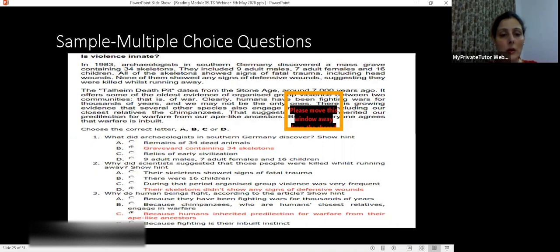MCQ. What did archaeologists in southern Germany discover? Show hint. Remains of 34 animals? No. Dead animals? No. A graveyard containing 34 skeletons? Yes, a graveyard containing 34 skeletons. That's correct. The B option is correct. Just match it with the question.